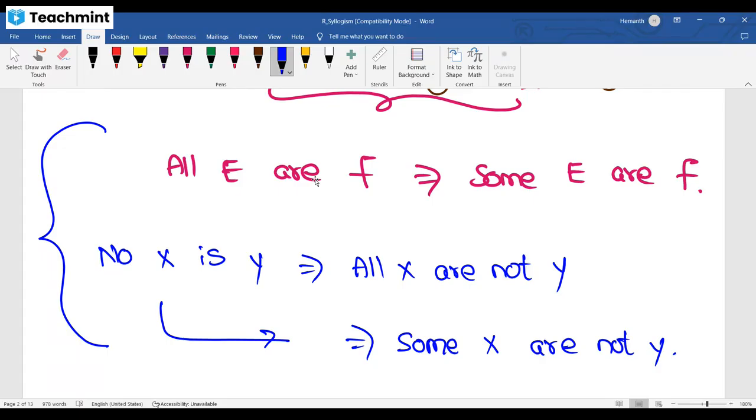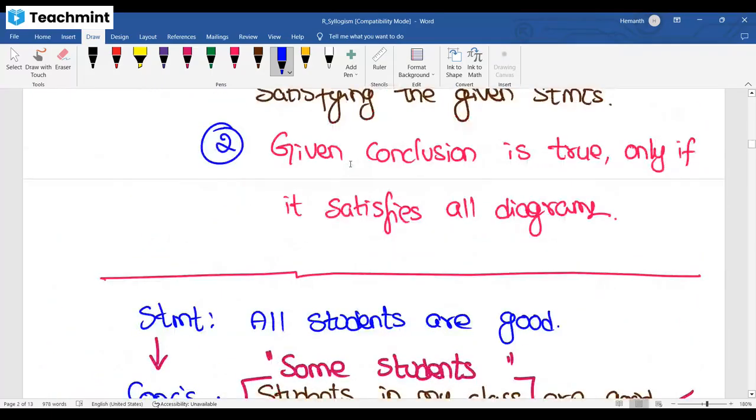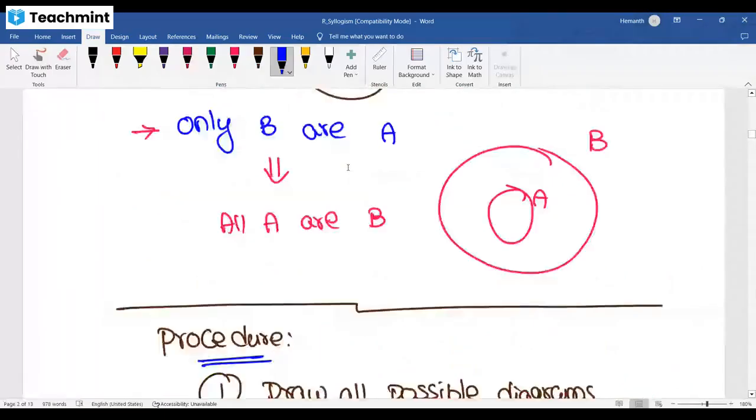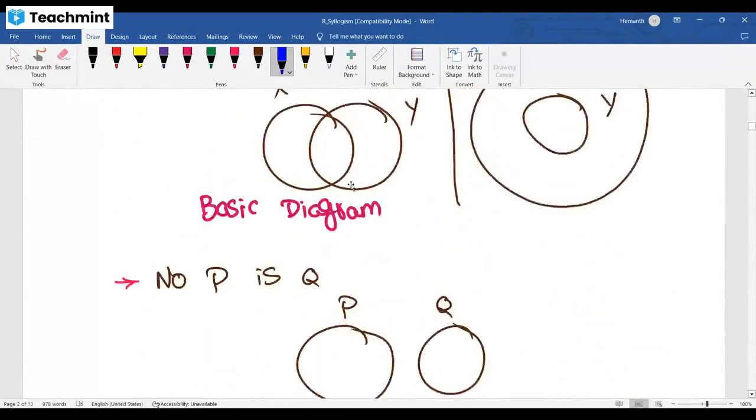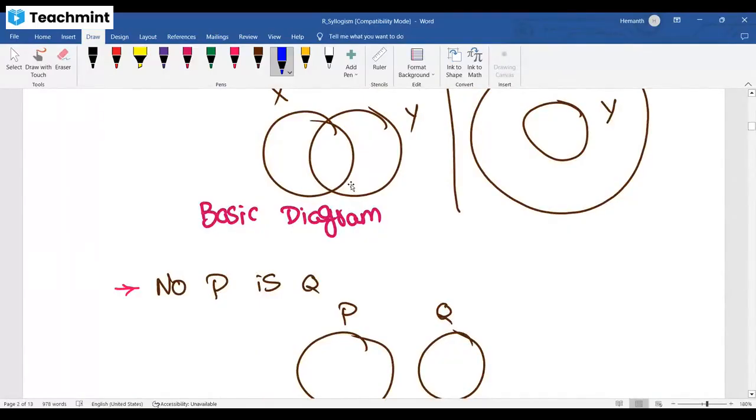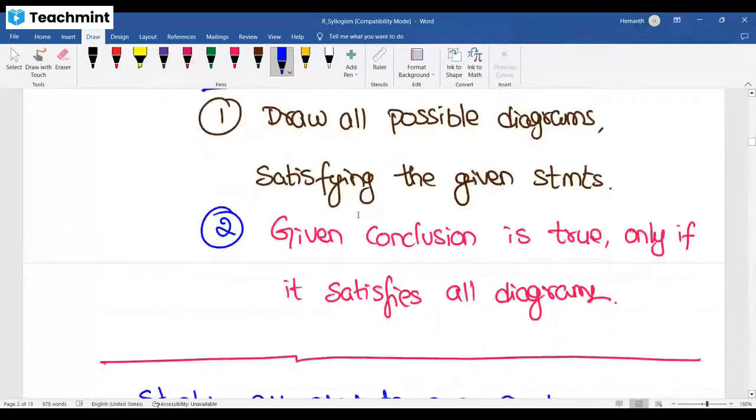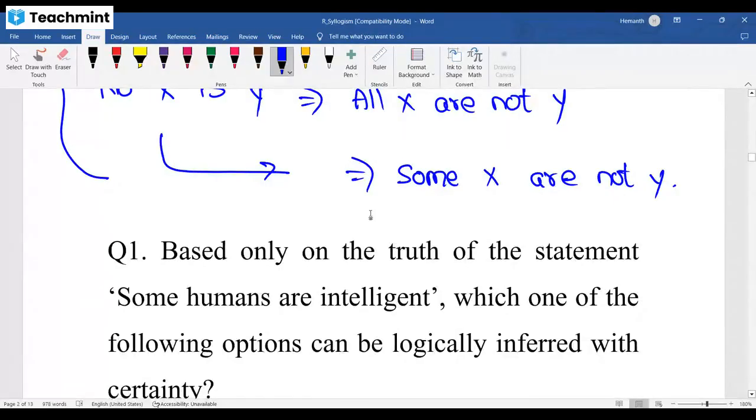One question can decide your cutoff, or your eligibility, or whether you clear that round, so be careful. Now I hope you have the clarity so far. There are 4 different types of statements, of which 3 are most frequently used. Keep in mind what type of diagram to visualize for each one. The procedure is drawing all possible diagrams satisfying the statements. Don't draw just any diagram; you should satisfy the statements given in the question. Then your conclusion is true only if it is satisfied in all diagrams.